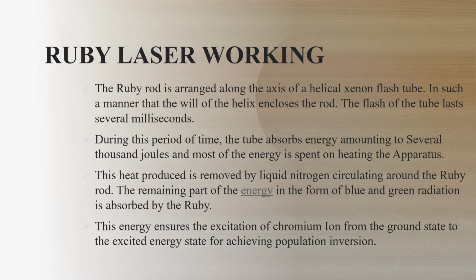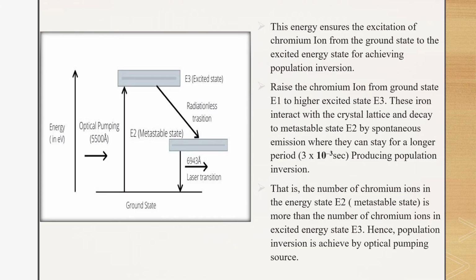The remaining part of the energy in the form of blue and green radiation is absorbed by the ruby. This energy ensures the excitation of chromium ions from the ground state to the excited energy state for achieving population inversion. It raises the chromium ions from ground state E1 to higher excited state E3.